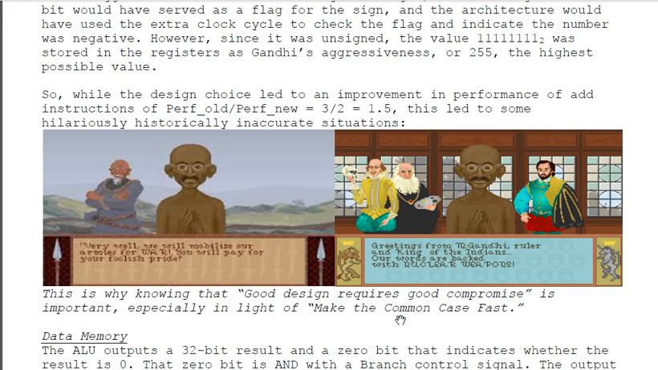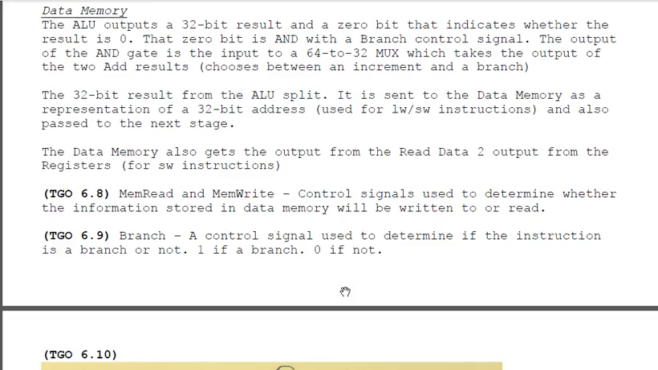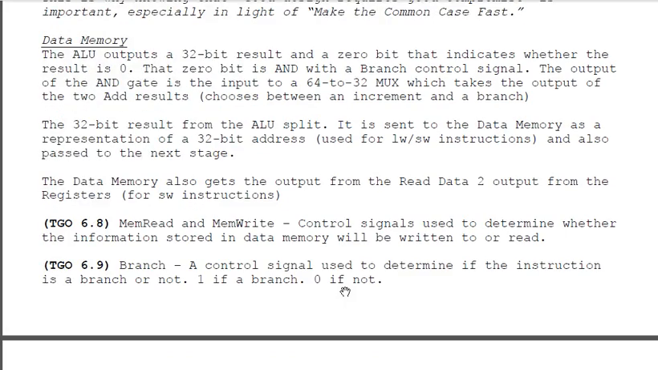Any other questions? Okay. So, bye bye warmongering Gandhi, and back to peaceful Gandhi and data memory. Okay, so while Gandhi may be peaceful, maybe I'm not.